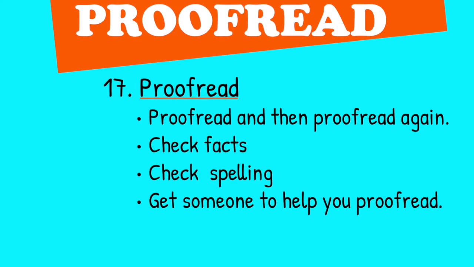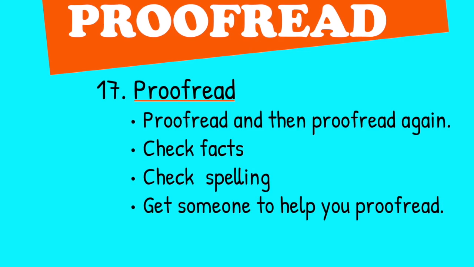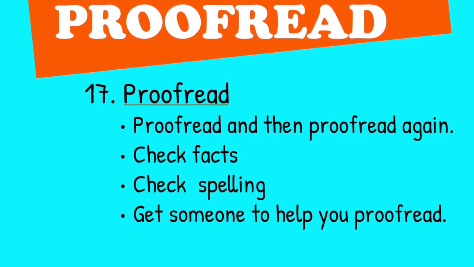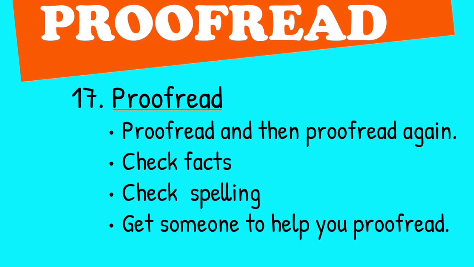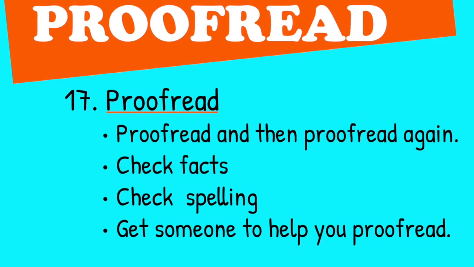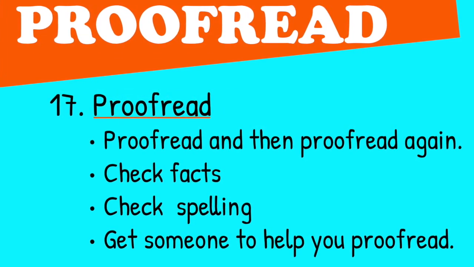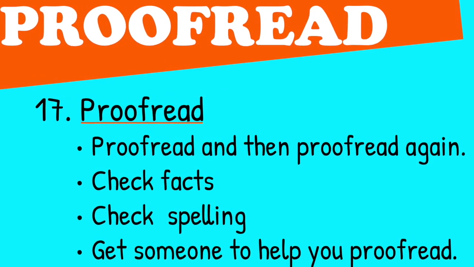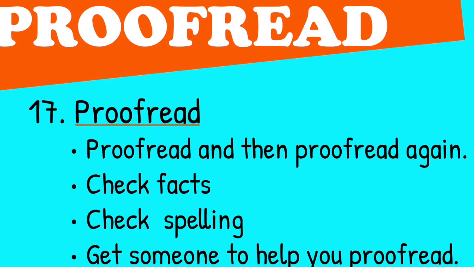17 is proofread. You need to proofread, and then proofread again. You've got to check your facts and your spelling. Get someone to help you. A fresh pair of eyes is always helpful. Nothing is more unprofessional than having text with spelling or grammatical errors. And I'm going to show you a website that will be a good tool to help you with proofreading.